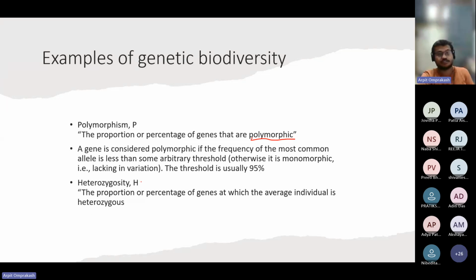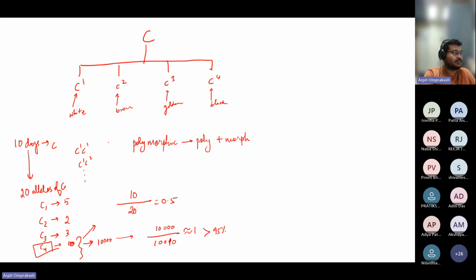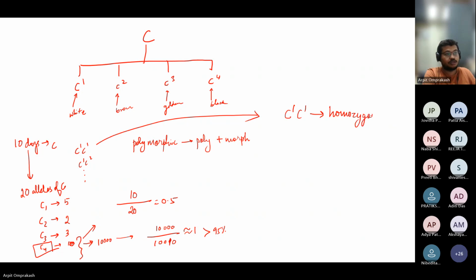Now, heterozygosity, which is represented by H, is another example of genetic biodiversity. It is the proportion or percentage of genes at which the average individual is heterozygous. What this basically means is, in the same case, say we have one individual which has C1, C1. That means the individual is homozygous, so both copies of the gene that it has are the same. But if we have two different copies, it is called heterozygous.